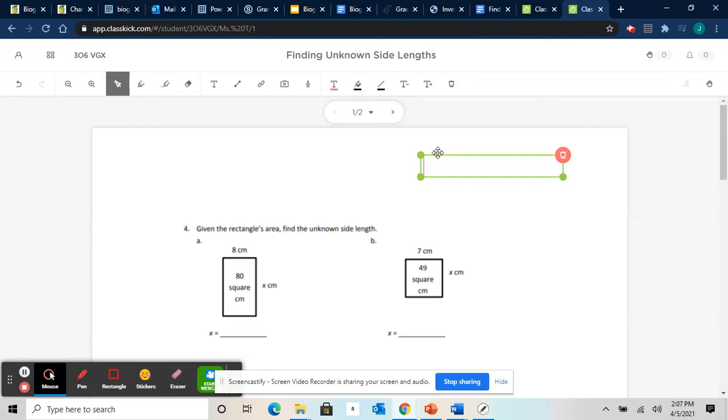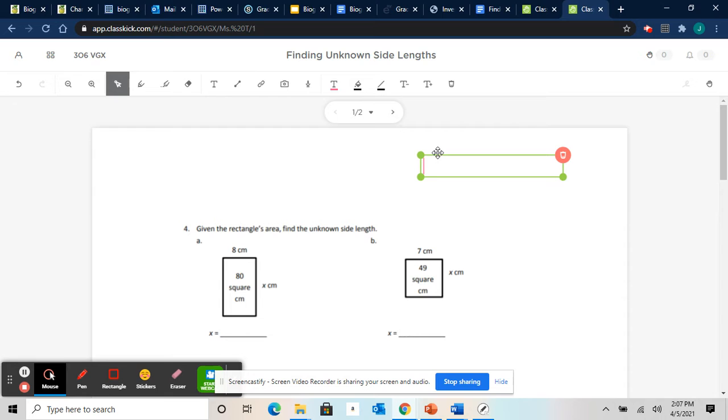All right, so for today's math lesson, we're going to be talking about finding the unknown side lengths. Sometimes we're going to be given rectangles that give us some of the side lengths, but not all of them. So we have to use what we know about rectangles to help us find the unknown sides.